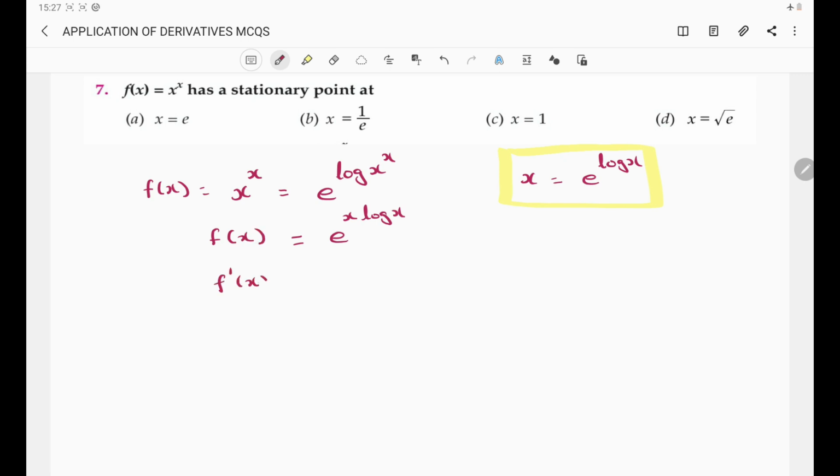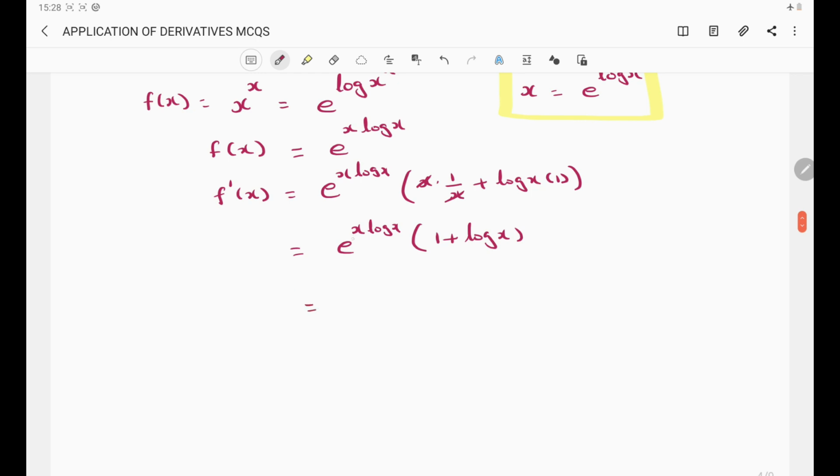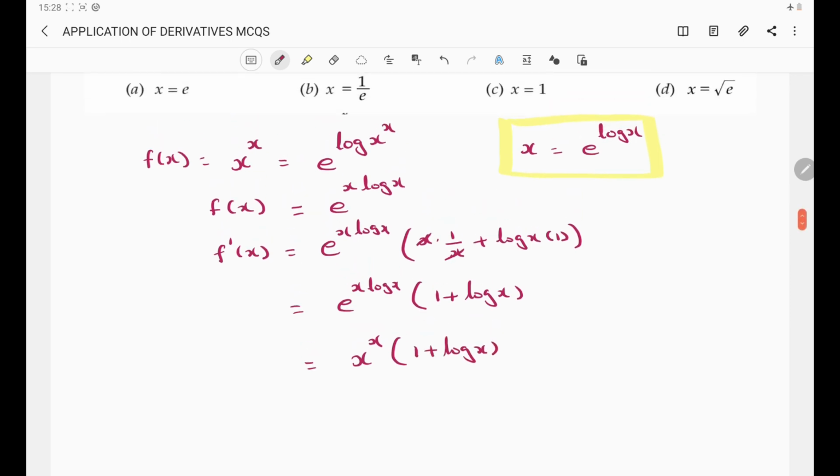f dash of x is equal to, now we apply the chain rule, we get e to the power of x log x into the derivative of x log x, that is x into the derivative of log x, which is 1 by x, plus log x into the derivative of x, which is 1. So x gets cancelled, we get again e to the power of x log x into 1 plus log x. And e to the power of x log x is nothing but x to the power of x. So we can write it as x to the power of x into 1 plus log x.